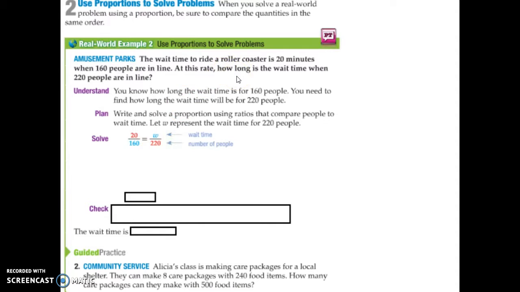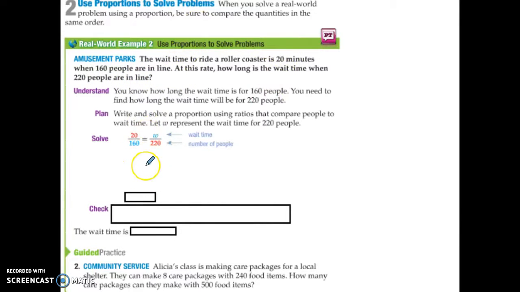Some amusement parks tell you how long a wait it is based on how many people are in line, and so they use this similar formula. The wait time of a roller coaster is 20 minutes when there's 160 people in line. How long a wait is it for 220 people? You want to walk up and know how long you're going to be standing in line.